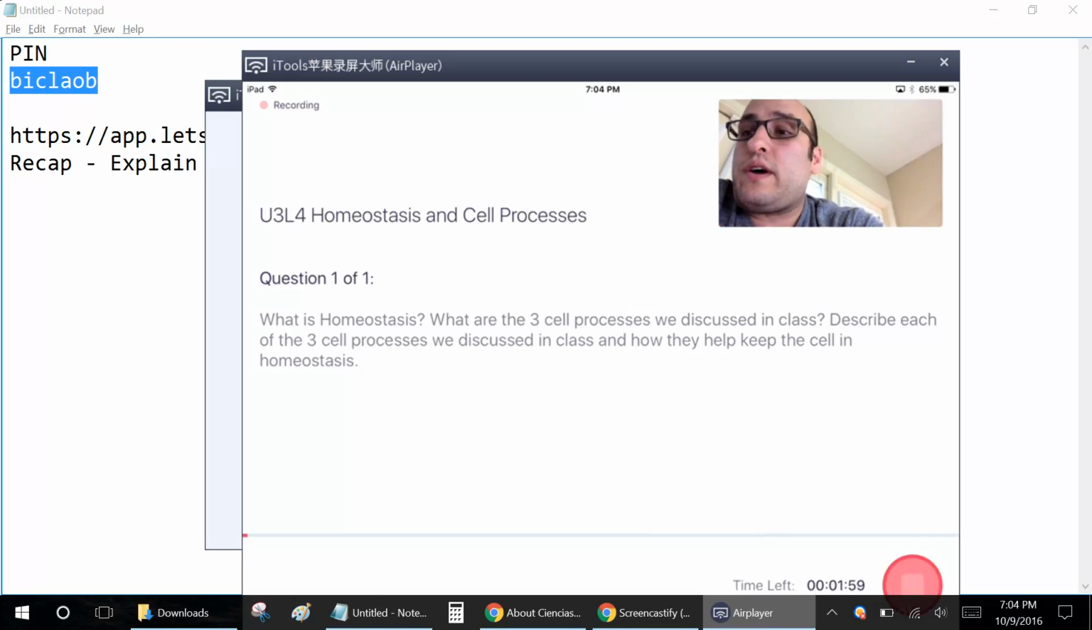And you can still see the question. This is really cool. So what is homeostasis? Homeostasis is the ability to maintain a stable internal environment in a changing exterior environment.